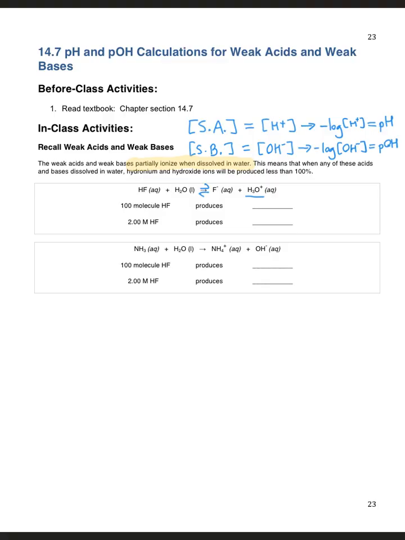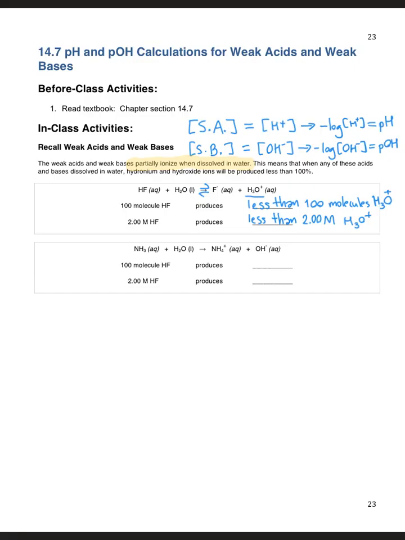Again, because this is a weak acid, if you have 100 molecules of hydrofluoric acid, it will produce only less than 100 molecules. So if you have 2 molar hydrofluoric acid, the amount of hydronium ions that is produced will also be less than 2 molar.